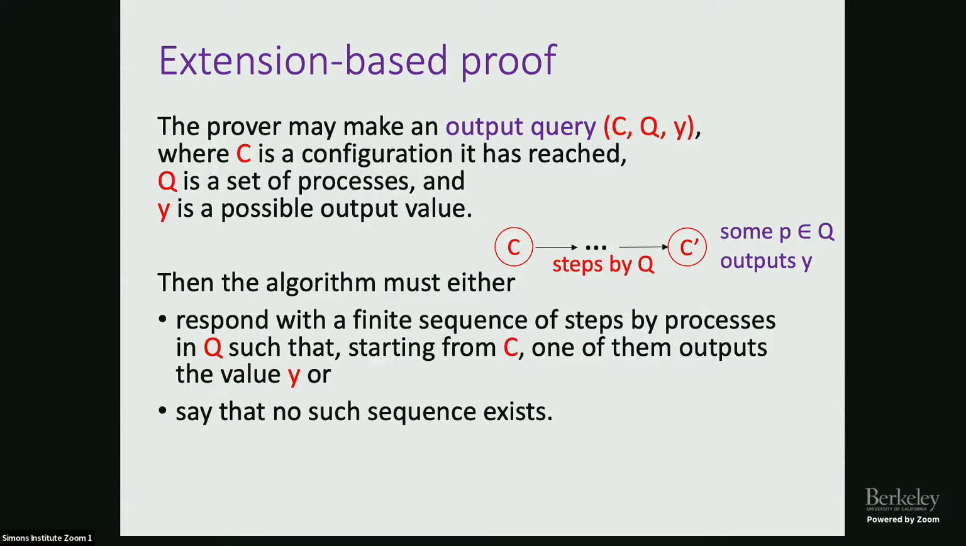For example, if Q is the set of all processes, then the output query C, Q, 0 asks whether there's an execution starting from C in which the value 0 is output. Likewise, the output query C, Q, 1 asks whether there's an execution starting from C in which the value 1 is output. These two queries tell the prover whether the configuration C is bivalent, because there's an execution outputting 0 and an execution outputting 1 if it gets a positive answer to both.